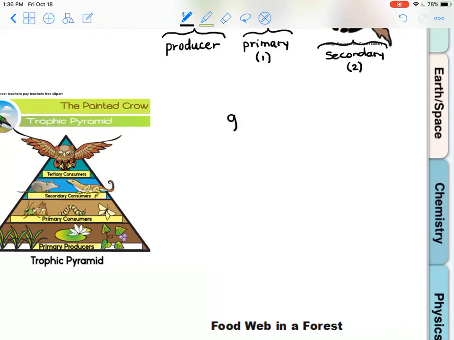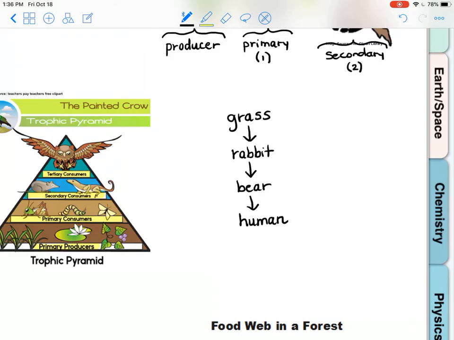We have grass, and we have a rabbit that eats the grass. In some areas, we have a bear that eats the rabbit, if the bear is a carnivore. And then we have a human that eats the bear.